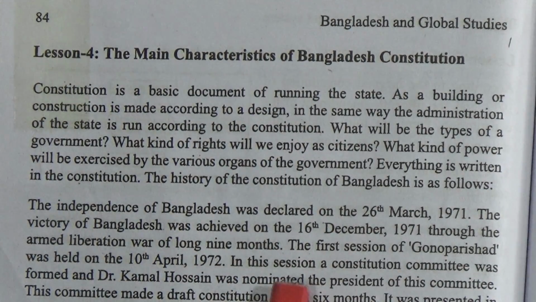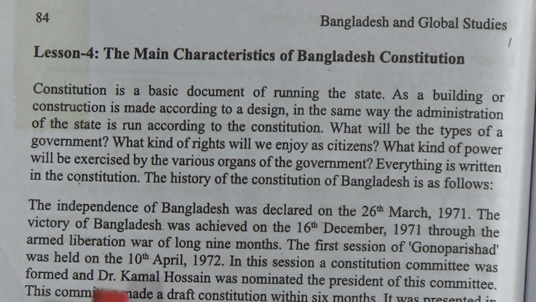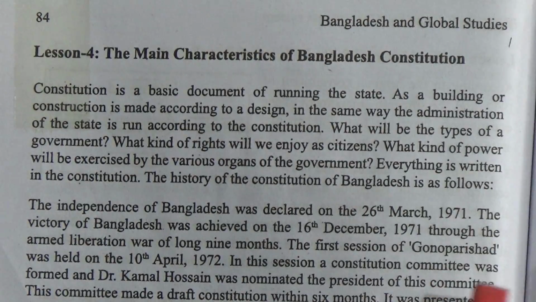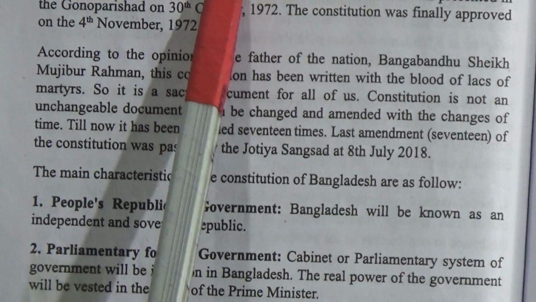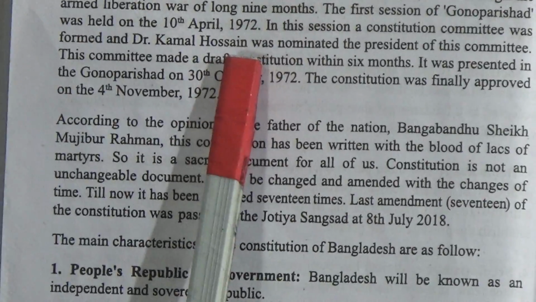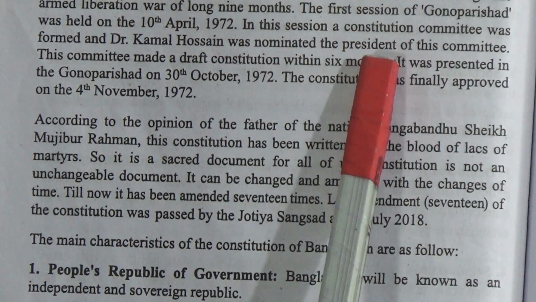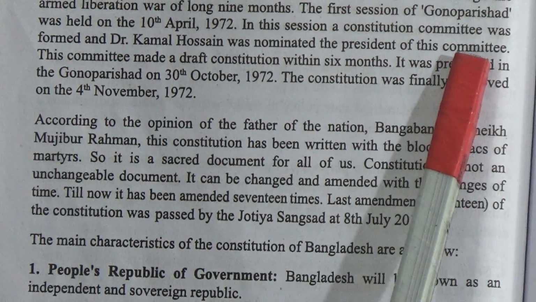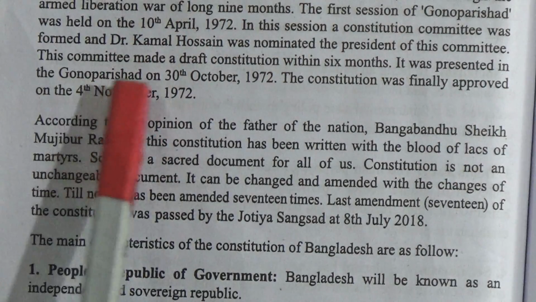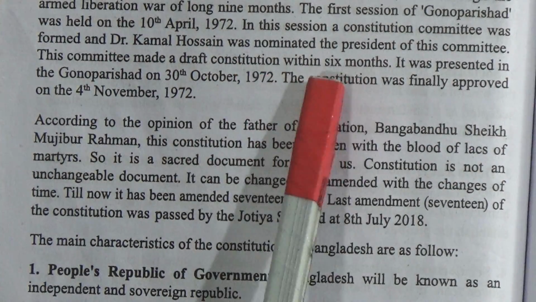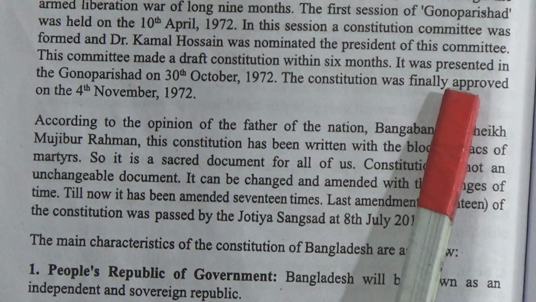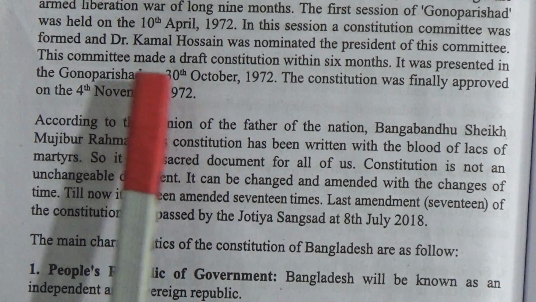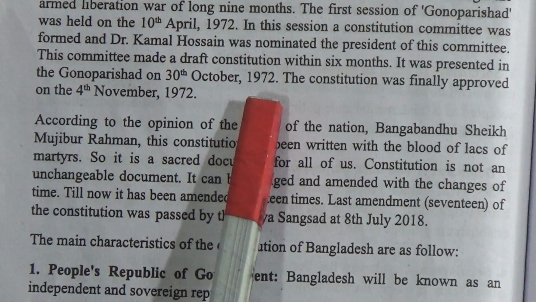In this session, a Constitution Committee was formed and Dr. Kamal Hussein was nominated the president of this committee. So this person, Dr. Kamal Hussein, has great influence on making the Constitution of Bangladesh. He was nominated the president of the committee of the making of the Constitution. This committee made a draft Constitution within 6 months. It was presented in the Ganaparishad on 13th October 1972.